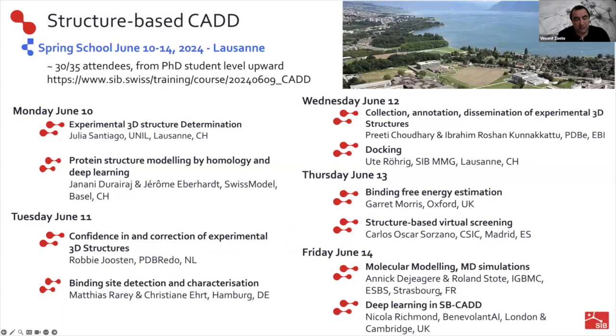And before introducing Dr. May, I would like to mention that we are preparing a spring school about structure-based computer-aided drug design in the context of ELIXIR that is going to take place this June between 10 and 14 in Lausanne. The Spring School will be divided into two sections. On Monday and Tuesday, we are going to introduce the experimental approaches that are used in order to obtain the three-dimensional structures of ligand protein complexes, how the information is collected, annotated, disseminated, and also how far we can trust it and correct it. In the second part of the week, we are going to use this information to support the teaching about structure-based computer-aided drug design tools, starting from the good old approaches based on physics and molecular interactions up to the latest, deepest deep learning approaches on Friday.